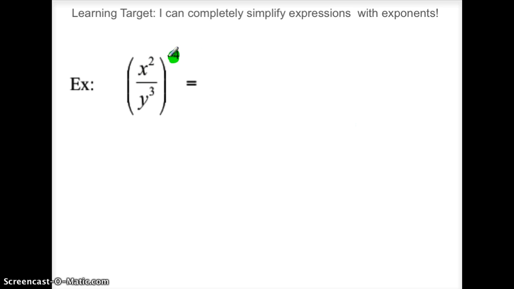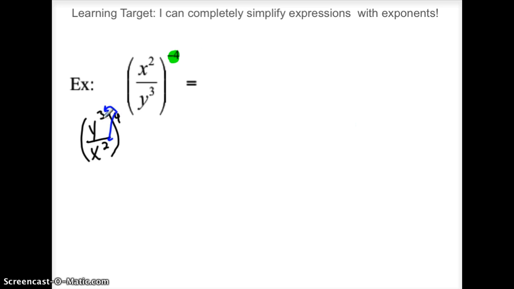So the next thing I'm going to do is focus on the negative that's outside, and to get rid of it, like we talked about, we're going to flip the fraction. Let me come down here so I have a little bit more room. So the y to the third goes on top, the x squared goes on the bottom, and the 4 now turns positive.